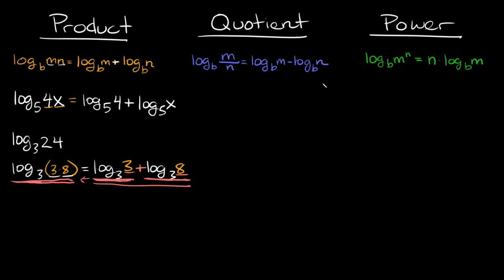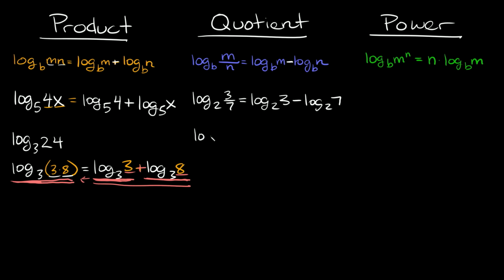Now the quotient property is very similar. So it just says if you have a log of a fraction, you can break it up the same way we did here. The only difference really is instead of adding, you would subtract, okay? So if we had something like log base 2 of 3/7, we can break this fraction up as log base 2 of the top, which is 3, minus log base 2 of the bottom, which is 7, right? So that's one way we can break that down.